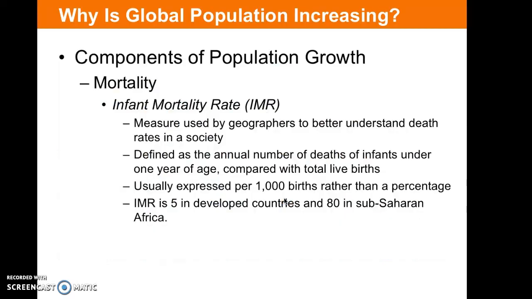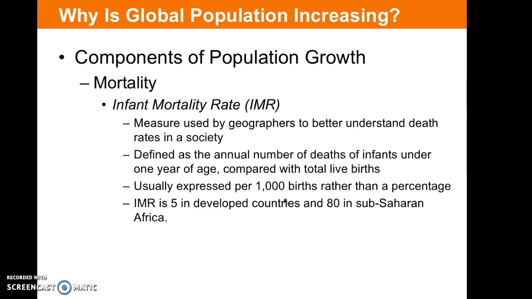And so we also look at infant mortality rate. Infant mortality rate tells us the death rates in a society. It also tells us what we can expect with population growth. So this is looking at the number of deaths of infants under a year of age compared to the total live births. And it's usually expressed per 1,000. Infant mortality rate is about 5 in developed countries. So on average in a developed country, like most countries in Europe, Canada, US, about 5 infants per every 1,000 die before they reach the age of 1.